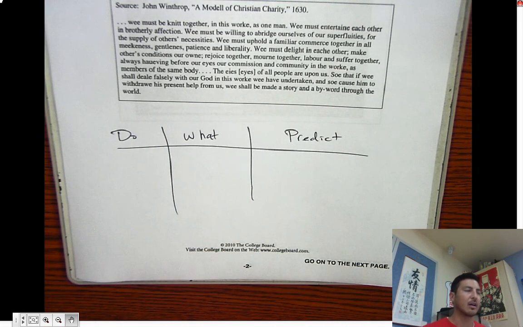The predict really gives us an idea about what we may see in the documents. Although our predictions may not be true, this gives us a lens as a reader when we read, and gives us an idea of what to look for. Students that know what to look for find the reading a little bit easier. If you don't even know what you're reading for, it doesn't make any sense. So I'll go through this do, what, predict, and it's going to explain a little bit of what we are going to try to find over the next series of documents.